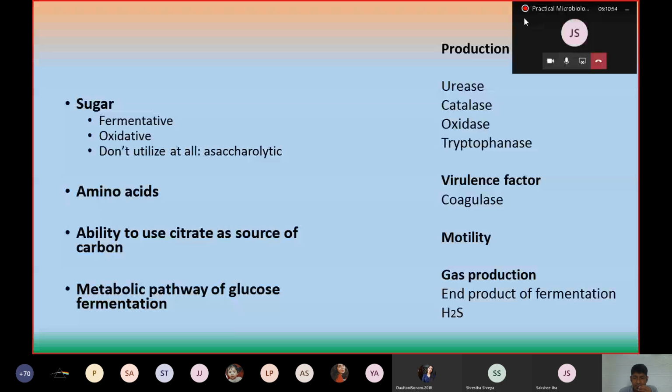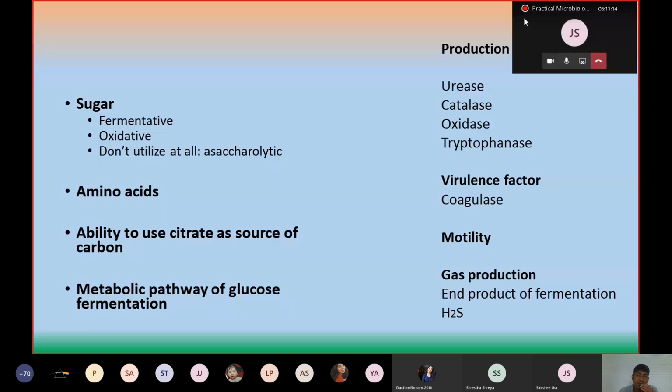Virulence factor: coagulase, for certain bacteria, or better say Staphylococcus aureus, we can test for. If it is found to be producing coagulase, then it is Staph aureus. If not, it is some Staphylococcus other than Staph aureus.